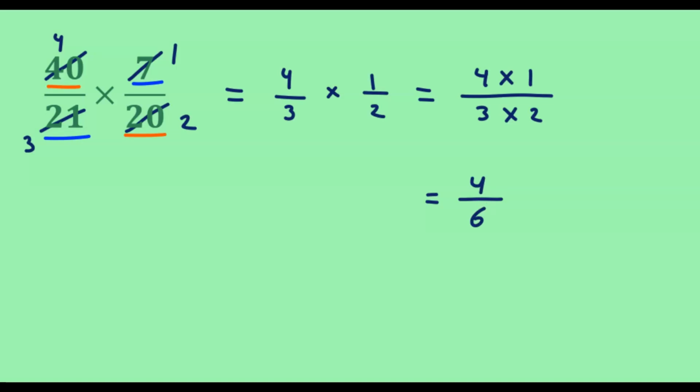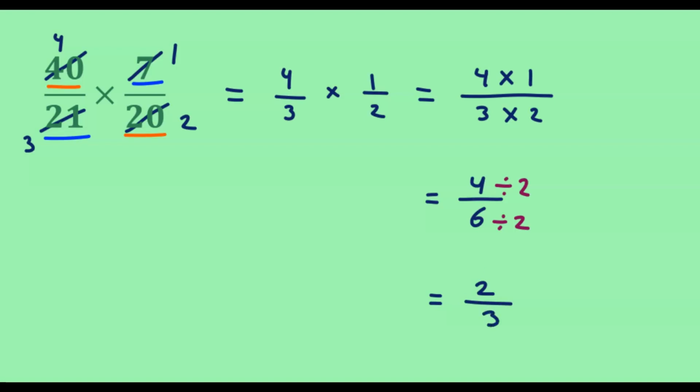So we have obtained 4 over 6, and this fraction can be simplified further. Note that a common factor of 4 and 6 is 2, so we're going to divide the numerator 4 by 2, and we're going to divide the denominator 6 by 2 as well. If we do that, we end up with 4 divided by 2, which is equal to 2, divided by 6 divided by 2, which is equal to 3.